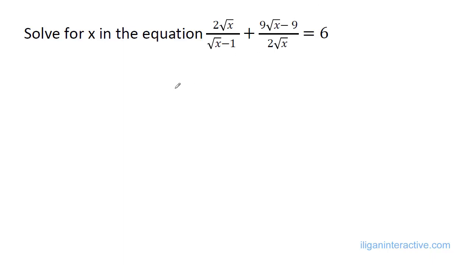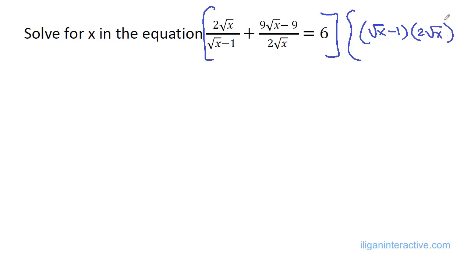If we take the LCD here, or we can multiply both sides by the LCD. And what is the LCD for this? Well, let's just multiply this by square root of x minus 1 times 2 square root of x. And let's try that. So at least we no longer work with fractions. Okay, so this multiplied by this 2 will cancel out. What will be left will be 2 square root of x times 2 square root of x.